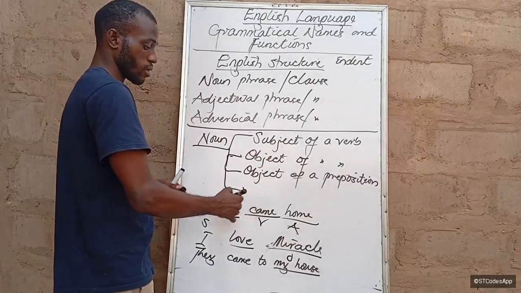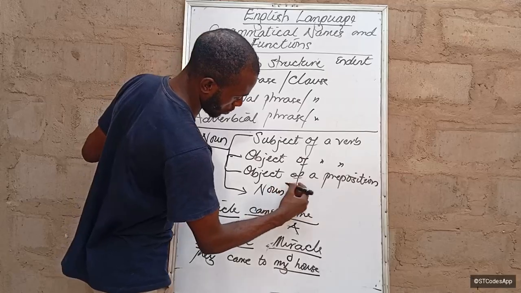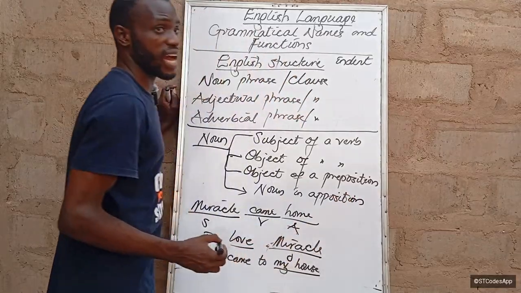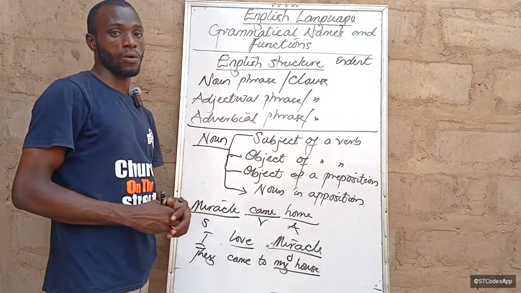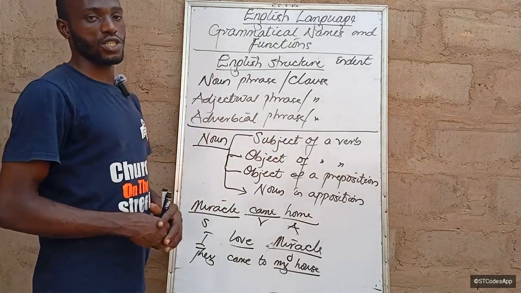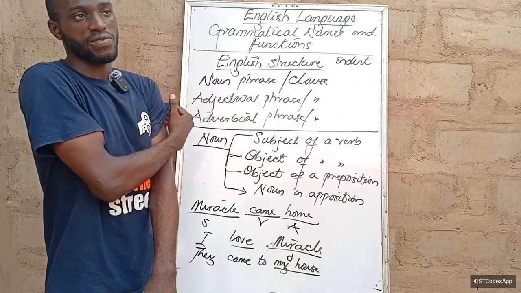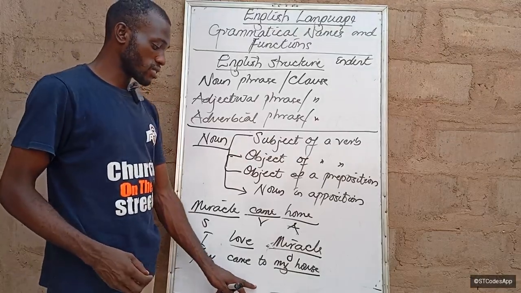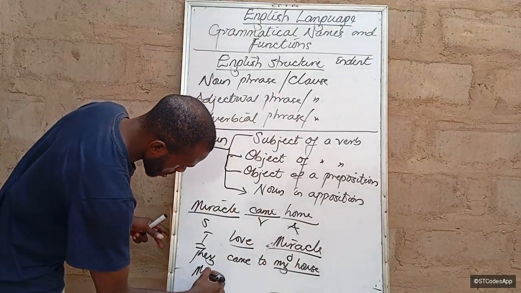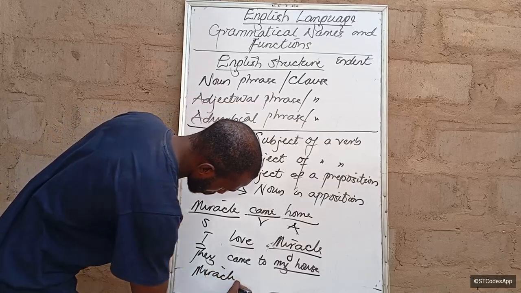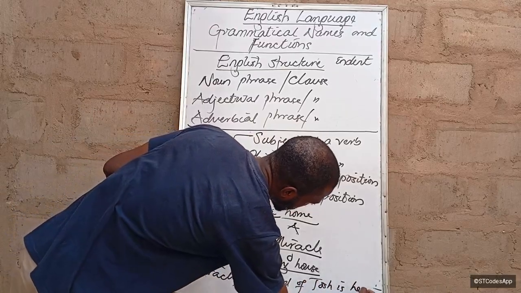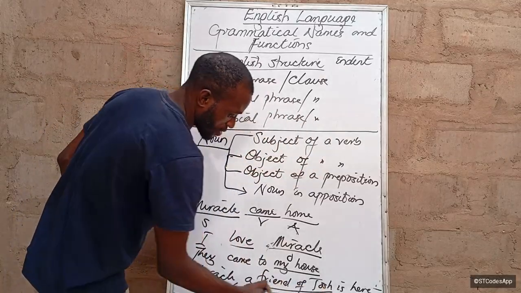But we also have one more which is called noun in apposition to a subject. Now, what that means is this. If I have more than one noun or more than one subject in a sentence, then the second subject is going to be an apposition. Apposition simply means beside, standing beside. For example, if I say "Miracle, a friend of Josh, is here." So you see, I now underline a friend of Josh.